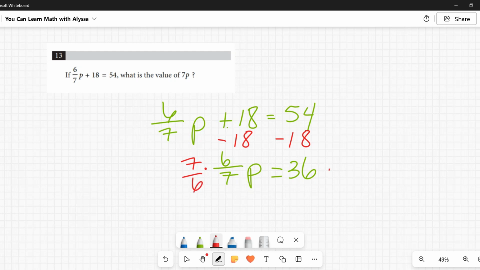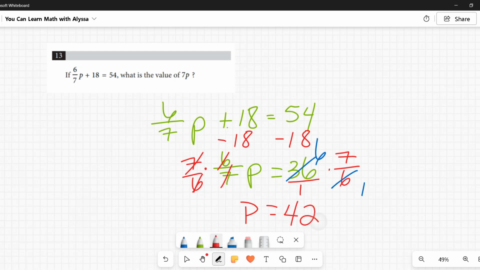I always have a hard time saying that. 7/6. And when you do that to both sides, on the left, those cancel out and you just have 1. So 1 times p is p. And on this side, because that's 36 over 1, I can do some canceling here. 6 on the bottom 1 time, 6 on the top 6 times. 6 times 7 on top over 1 times 1 on the bottom. 6 times 7 is 42.